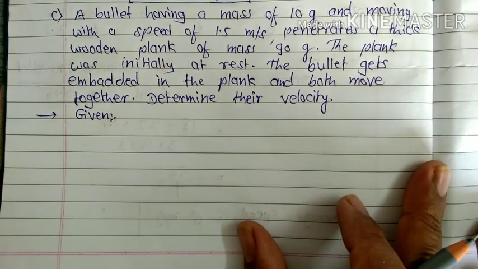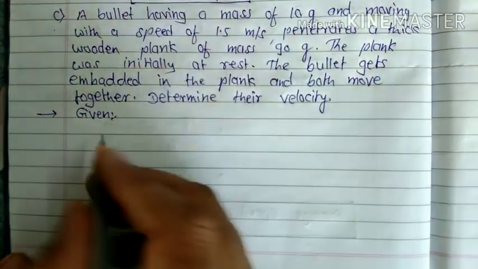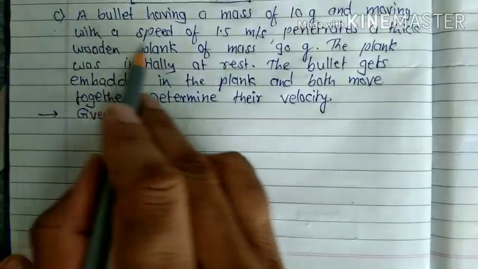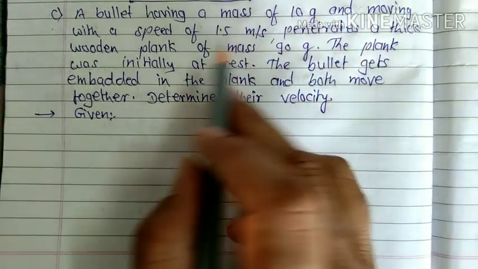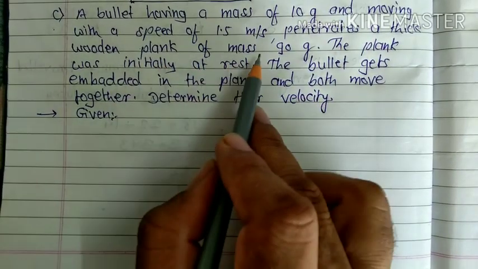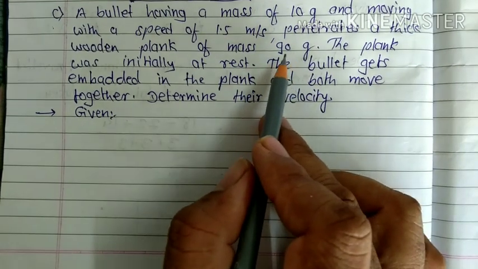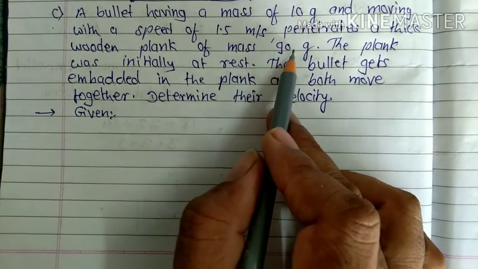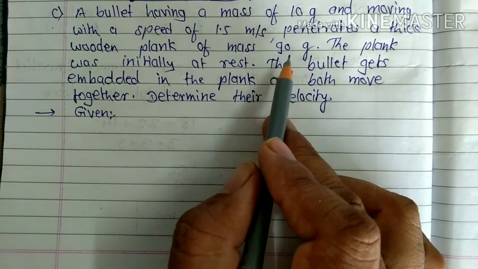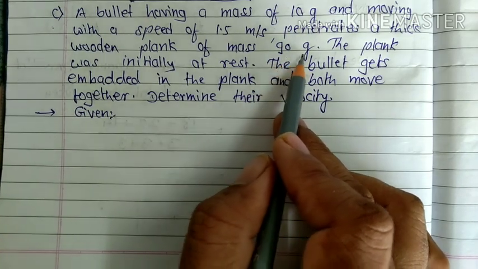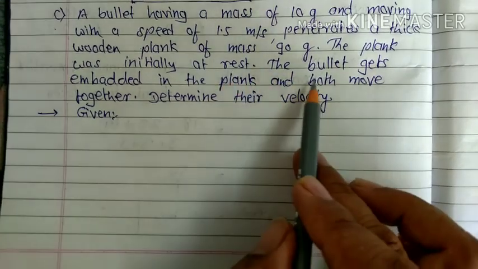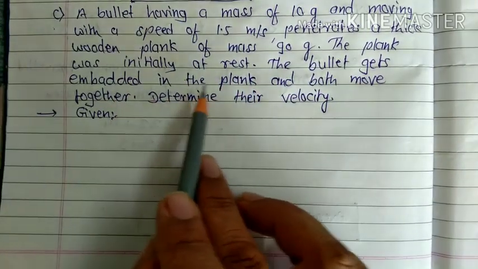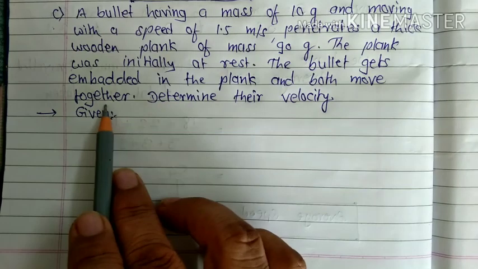Third question: a bullet having a mass of 10 gram and moving with a speed of 1.5 meter per second penetrates a thick wooden plank of mass 90 gram. See, in the textbook there is 900 gram given, but this one is a printing mistake, so let us take it 90 gram. The plank was initially at rest. The bullet gets embedded in the plank and both move together.